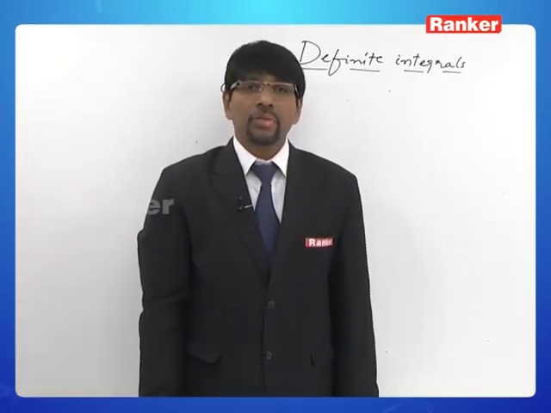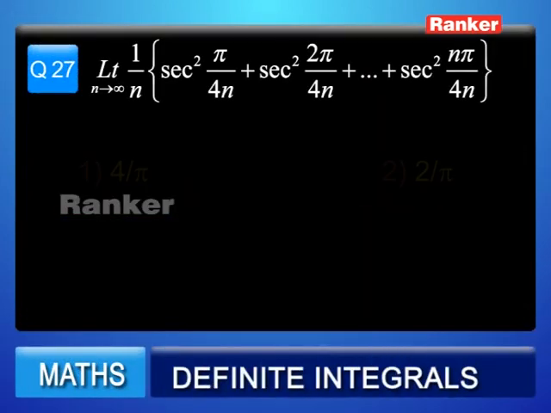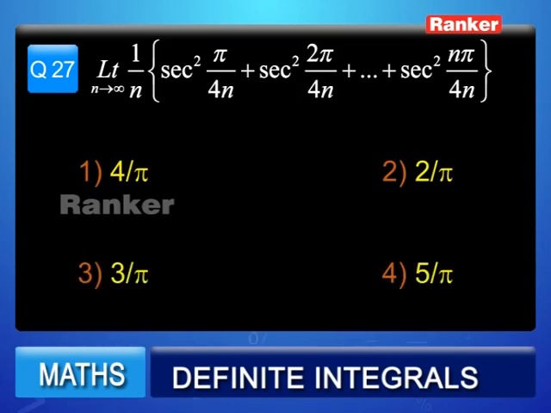Let us move to the next question, question number 27. The limit as n tends to infinity of 1 by n into secant square of pi by 4n plus secant square of 2 pi by 4n, so on and so forth, secant square of n pi by 4n, is equal to the first option 4 by pi, second option 2 by pi, third option 3 by pi, and fourth option 5 by pi.